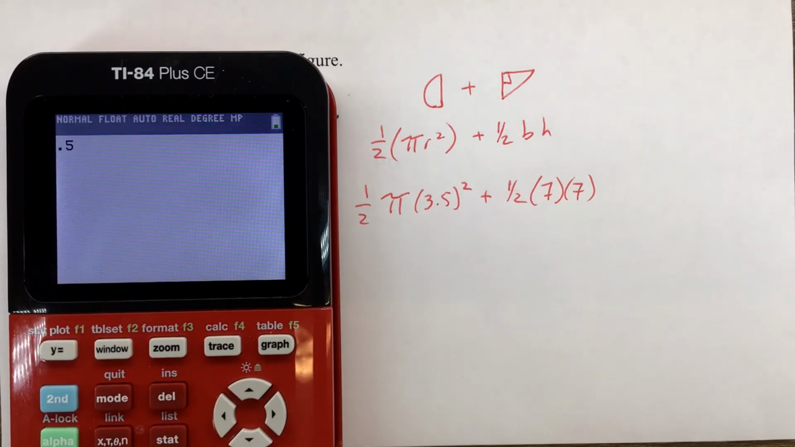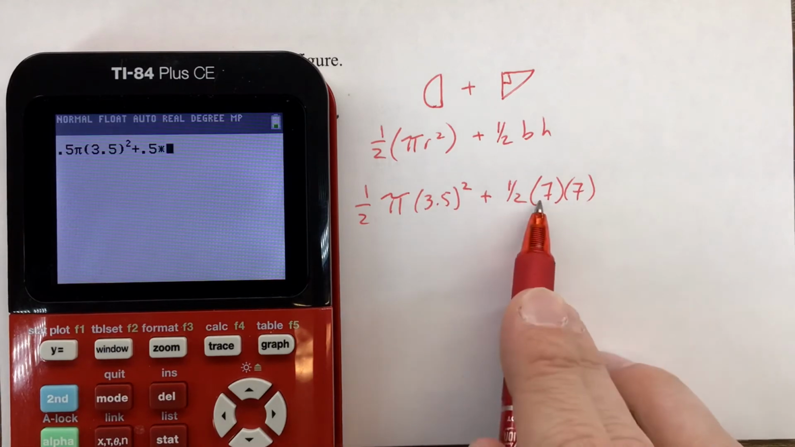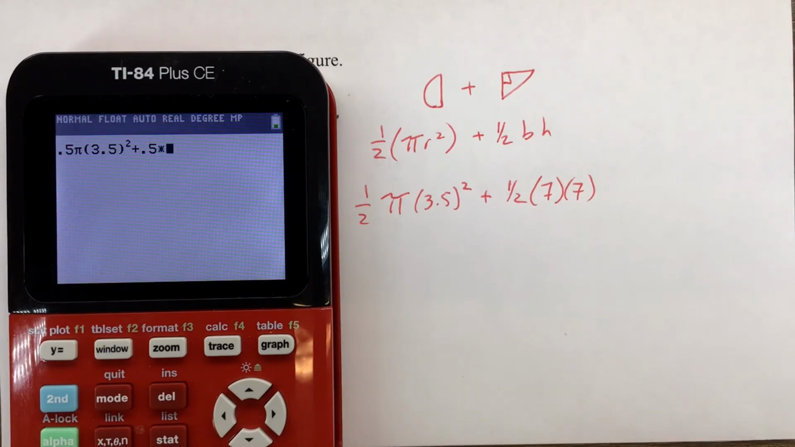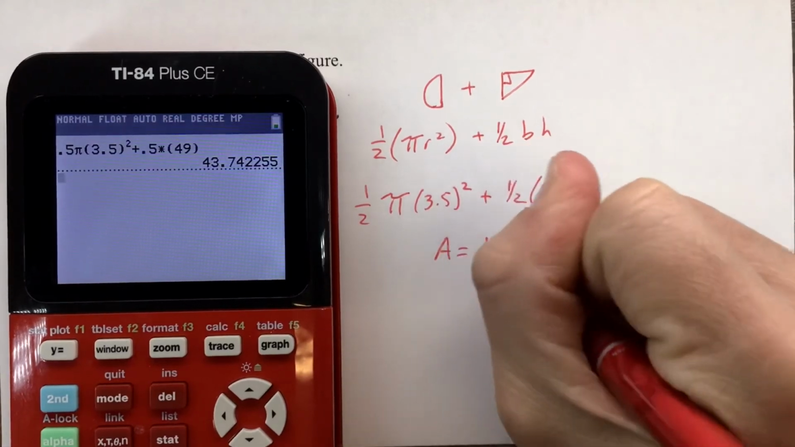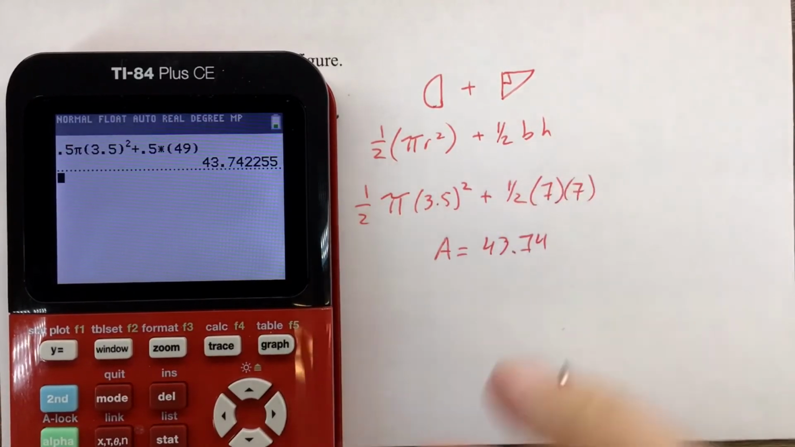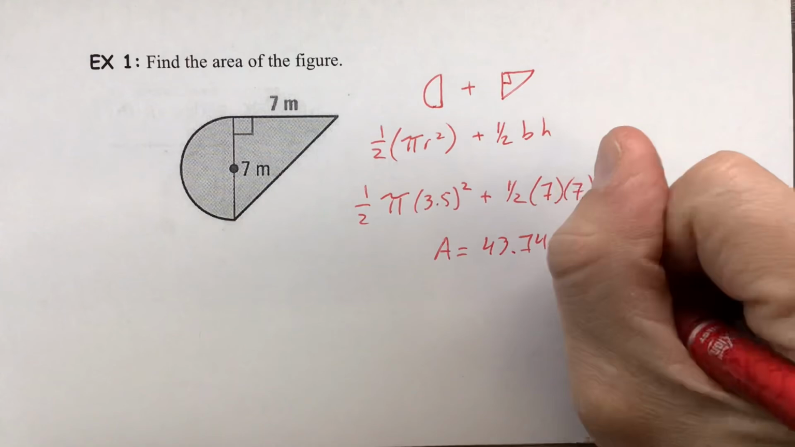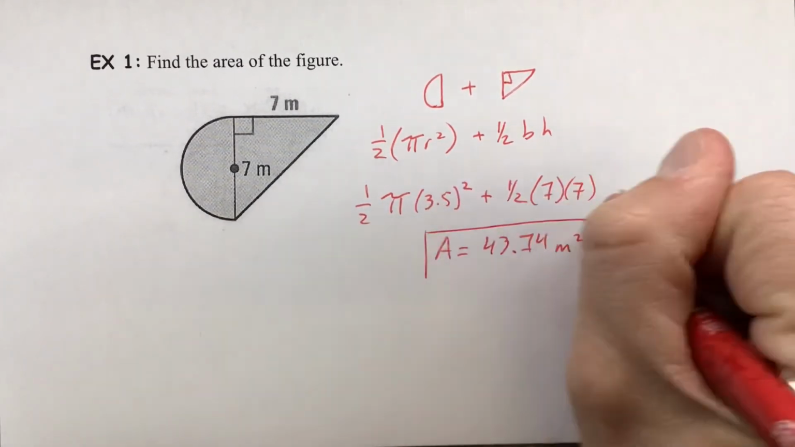All right, so we get 0.5 times pi, and if you do have a pi button, go ahead and use the pi button, times 3.5 squared plus 0.5 times 7 times 7, which of course is also just 49. So I'll just type it in that way. And that's it. The area is 43.74 units, which will be meters squared.